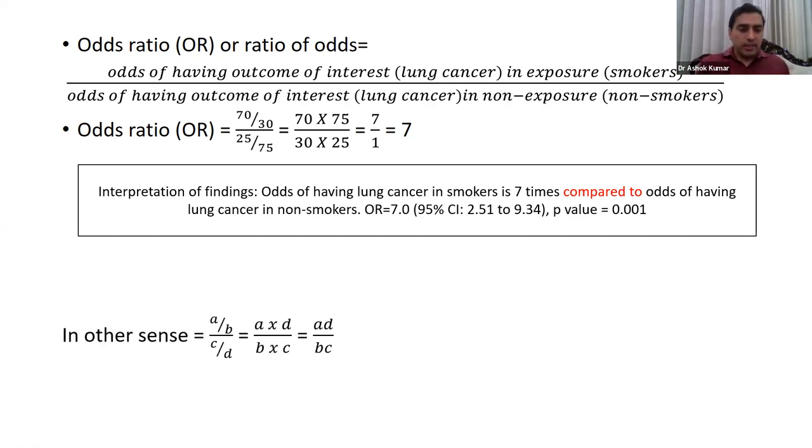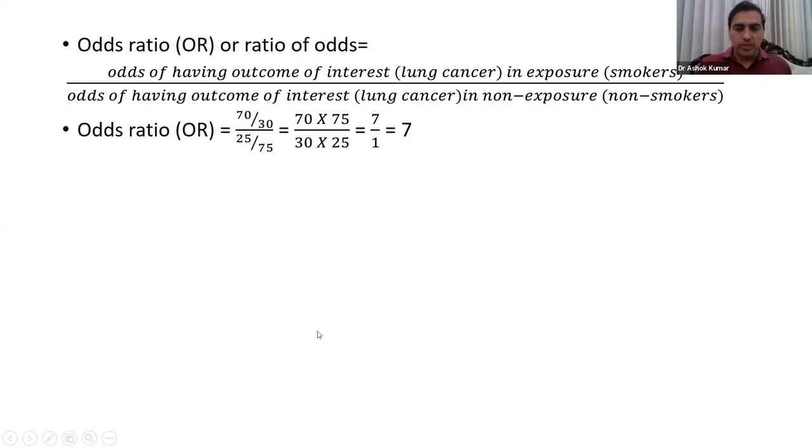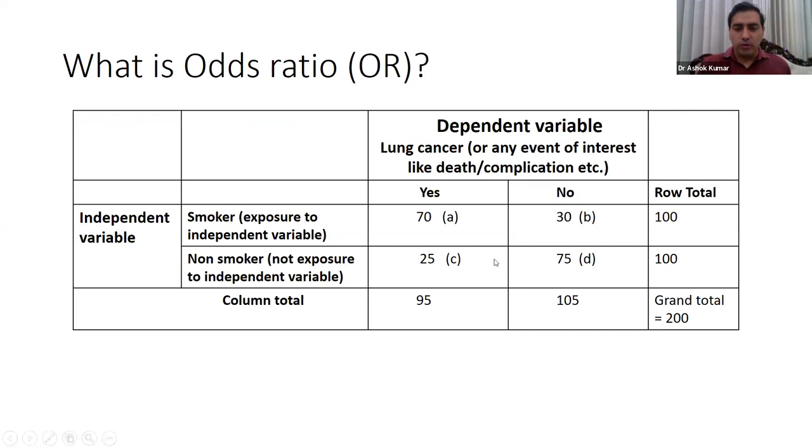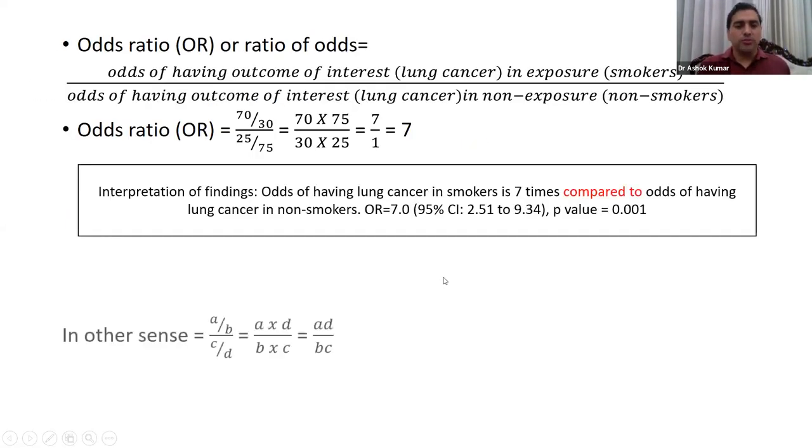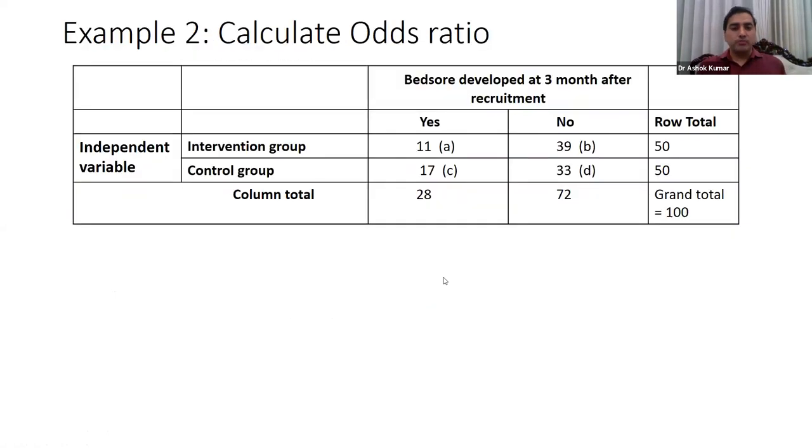In other words, we can say A divided by B, divided by C divided by D. This is a mathematical property. So D will go up: A multiplied by D divided by B multiplied by C. It is AD upon BC. So if you want to calculate this odds ratio, what you have to do is multiply AD divided by BC. Simple. AD divided by BC, and it will give the odds ratio. Very simple.